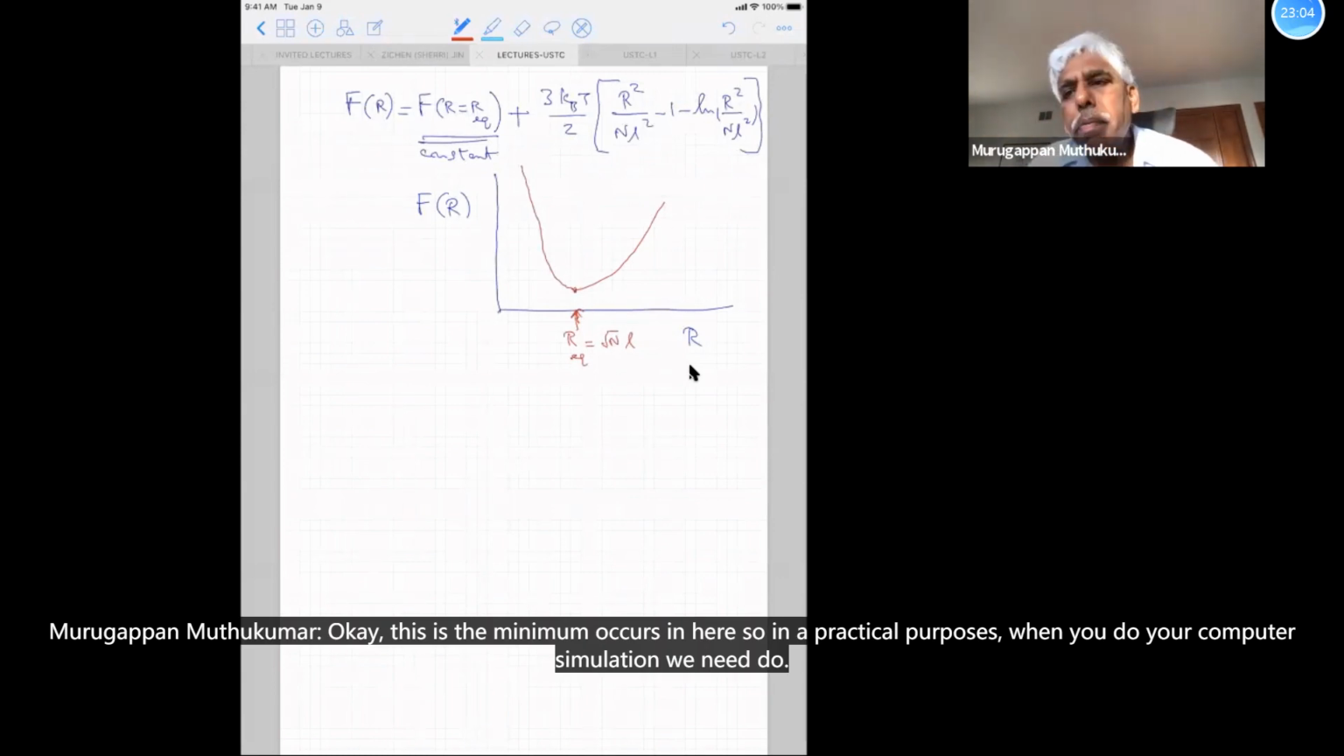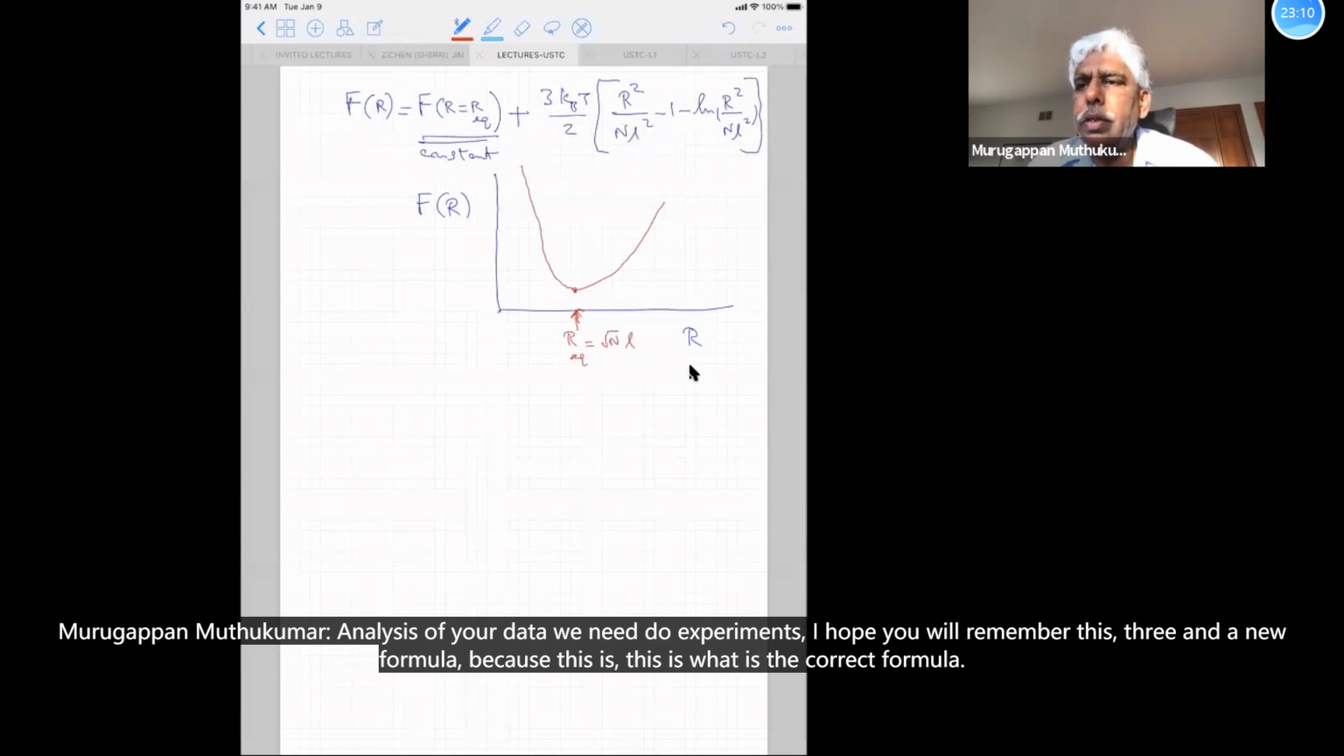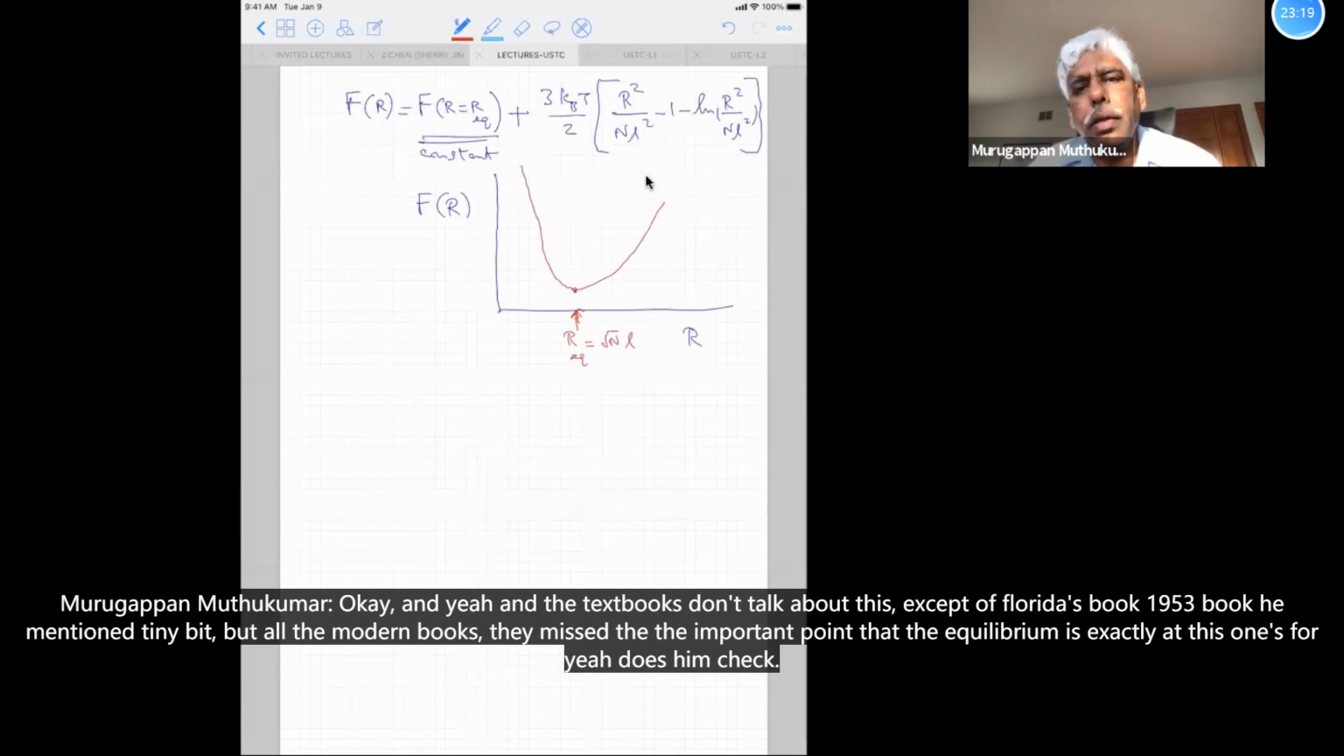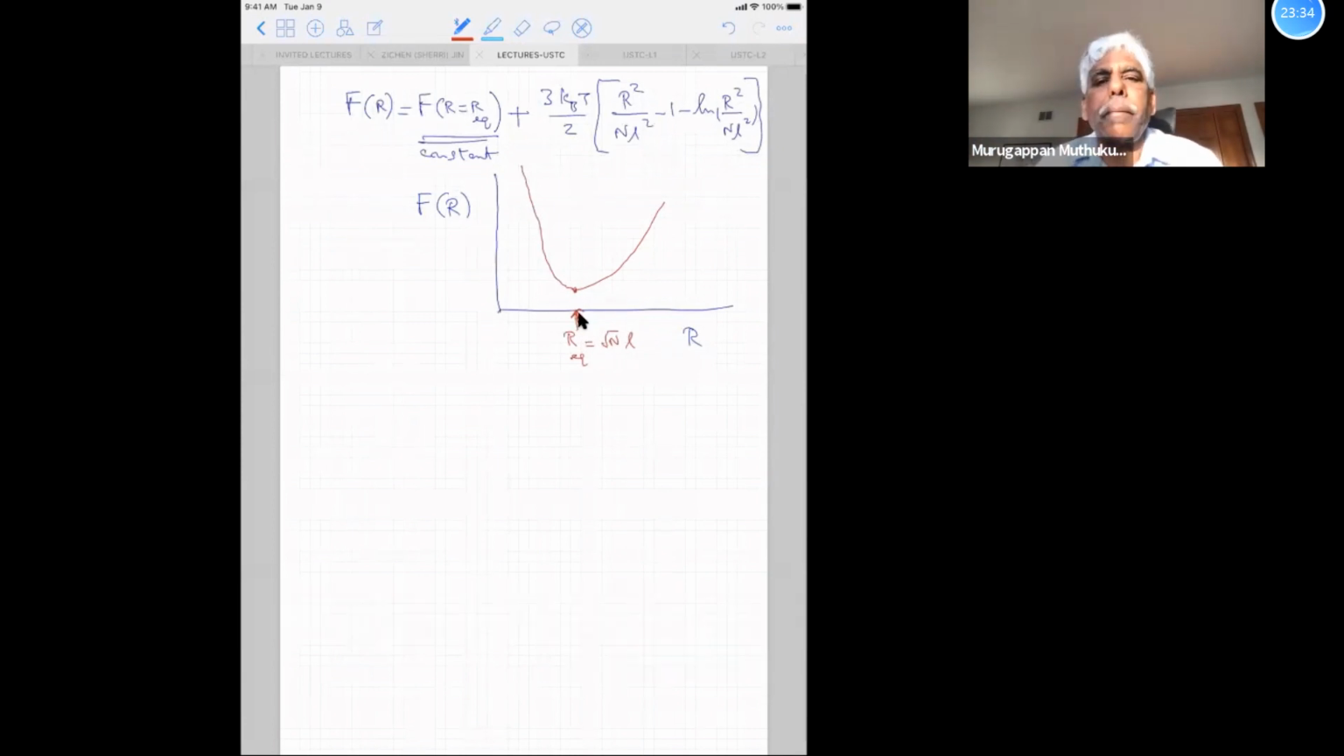So for practical purposes, when you do your computer simulation, when you analyze your data, when you do experiments, I hope you will remember this free energy formula, because this is the correct formula. The textbooks don't talk about this, except Flory's 1953 book, which mentions it a tiny bit, but all the modern books miss the important point that the equilibrium is exactly at this point for a Gaussian chain.